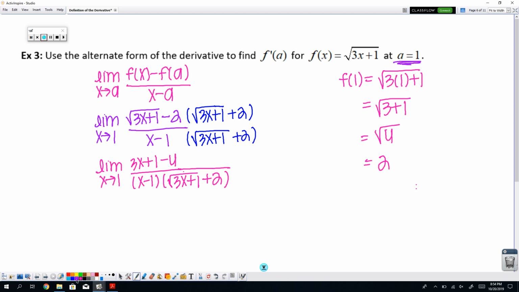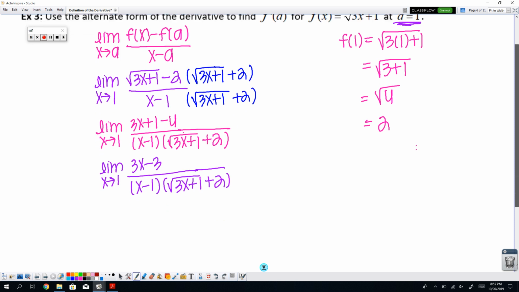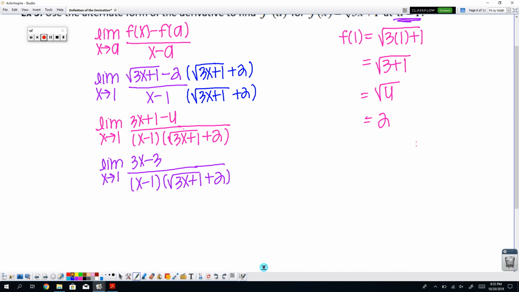Okay, now we're just going to simplify up top. The limit as x approaches 1 of 3x minus 3 over x minus 1 times the square root of 3x plus 1 plus 2. Now, this should all be stuff that we know how to do. Now, is it kind of annoying? Yeah, for sure, it is. But we should be able to do it.